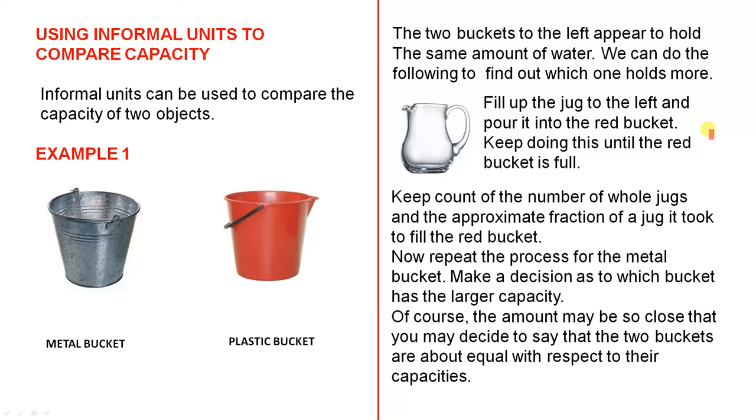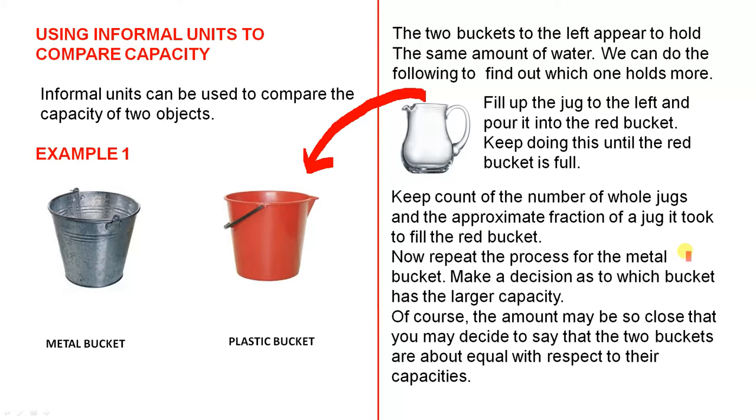Fill up the jug to the left and pour it into the red bucket. So you fill this jug up here and you pour it into the red bucket. Keep doing this until the red bucket is full. Keep count of the number of whole jugs and the approximate fraction of a jug it took to fill the red bucket. So for example, it might take 3 of these jugs. It could take, say, 3.5 or 3.25. Just estimate how many jugs it will take.